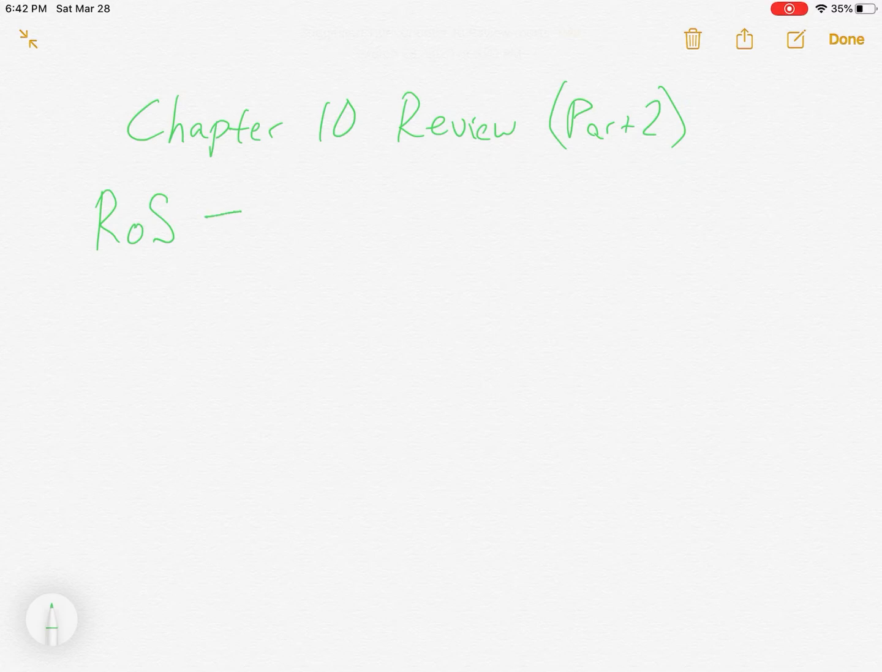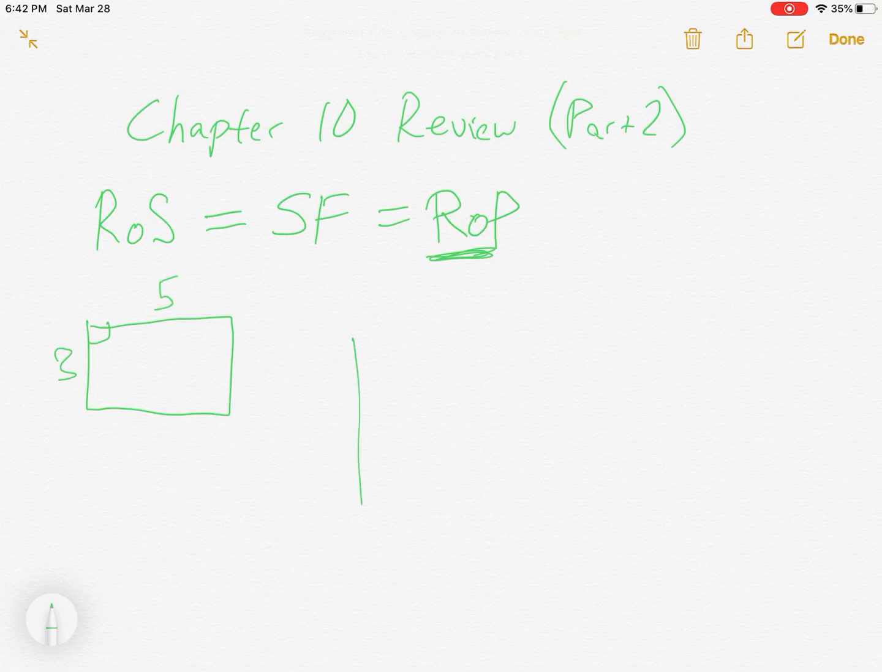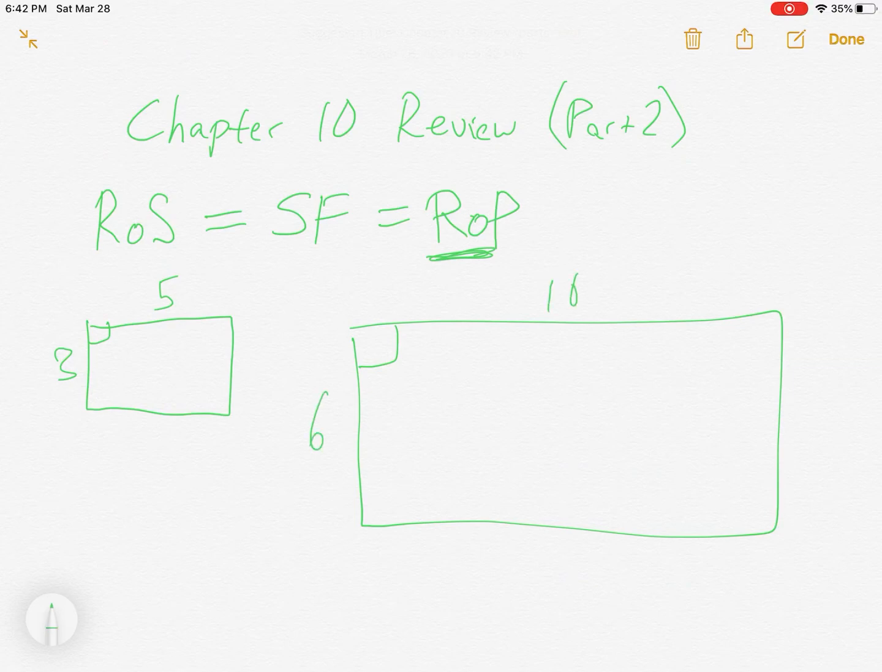Ratio of sides is always equal to the scale factor, which is always equal to the ratio of perimeters. This is kind of what's new. We talked about ratio of sides and scale factor already, but they're all the same. So for example, if you have a 3 by 5 rectangle, and you have a 6 by 10 rectangle, then these are similar.